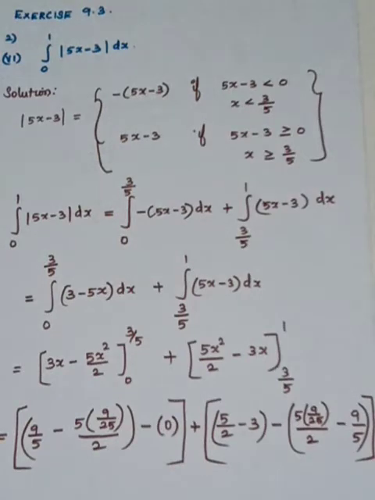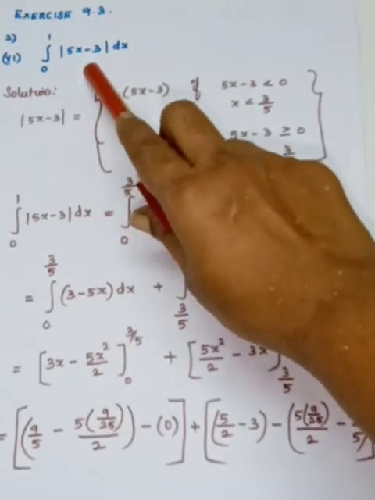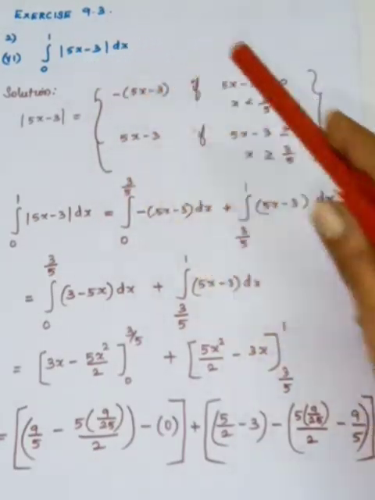Good morning, students. Exercise 9.3, second problem, sixth subdivision, we are going to see. Exercise 9.3, second problem: evaluate the following integrals using the properties of integration. Okay, we'll come to the sixth subdivision. Integral 0 to 1 modulus of 5x minus 3 into dx.